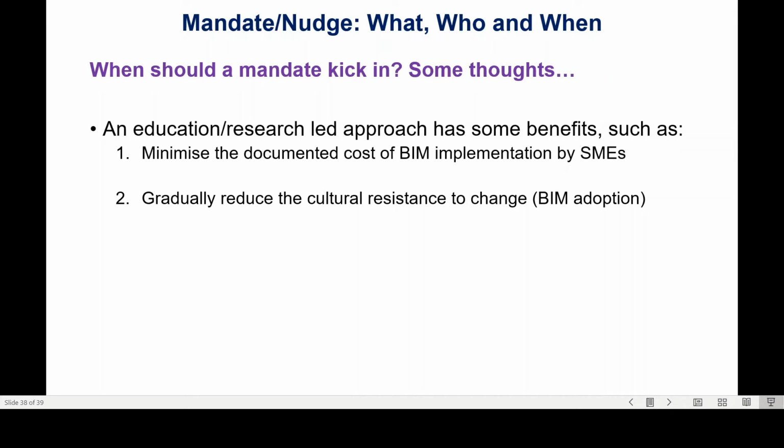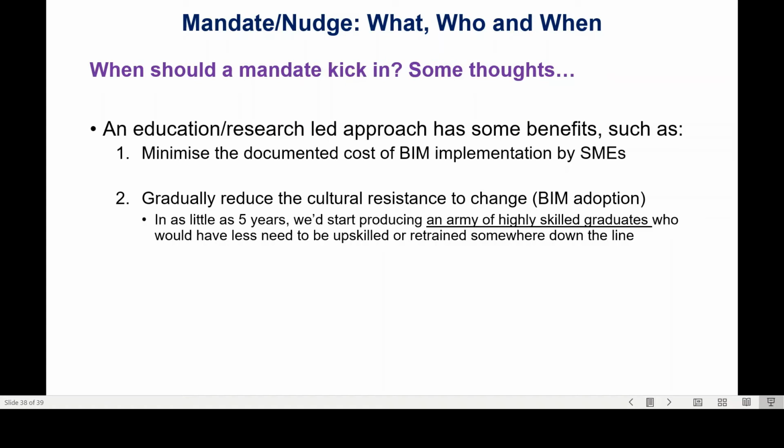That way, you gradually reduce the cultural resistance to change, because as the graduates are coming out of school with new skills, they're replacing the older generations. So that resistance to change will just wilt and die away in some years to come. For example, in as little as 5 years, if this year you produce a whole set of BIM graduates that are BIM compatible, next year you do the same thing. In 5 years, imagine the army of skilled graduates who are BIM compatible that you will have produced. Just within 5 years alone.